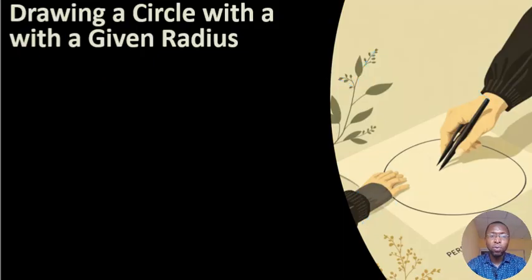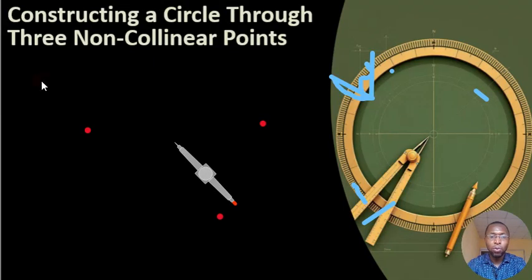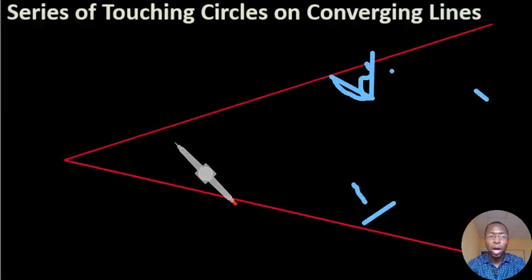Let's now talk about how we can also draw a series of circles, okay, on converging lines. Series of circles, touching circles on converging lines. How do you do that? Very simple too. All you need to do is, first of all, the converging lines are two lines, okay, that are meeting. You can see this line. Let's clean up this.